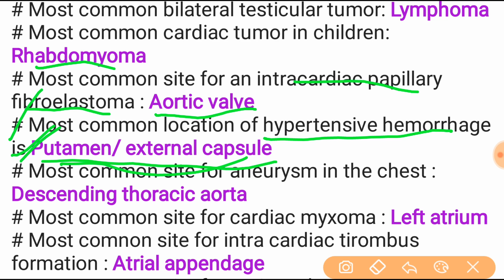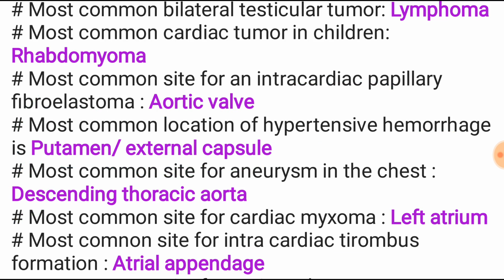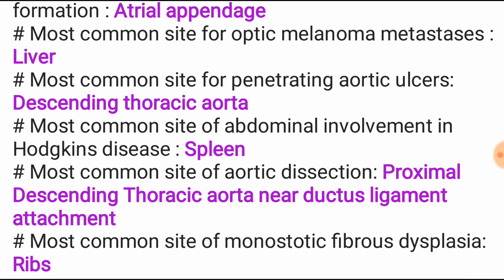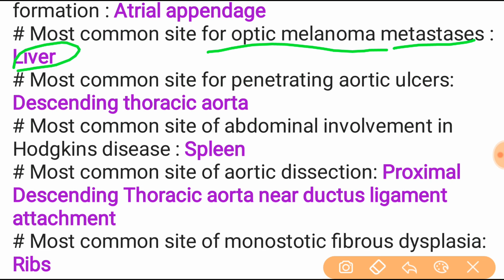Most common site of the cardiac myxoma is the left atrium. This is also very important. Most common site of intracardiac thrombus formation is the atrial appendages. This is also most important. The most common site of metastasis of uveal melanoma is the liver. The most common site of the penetrating aortic ulcer is the descending thoracic aorta. This is also very important.